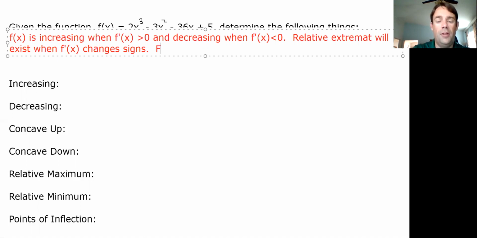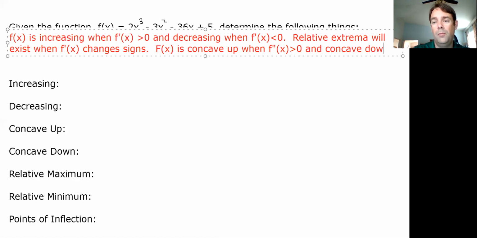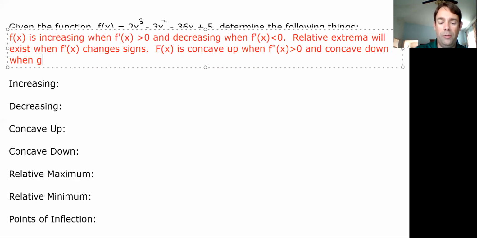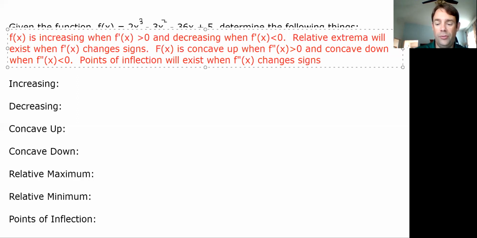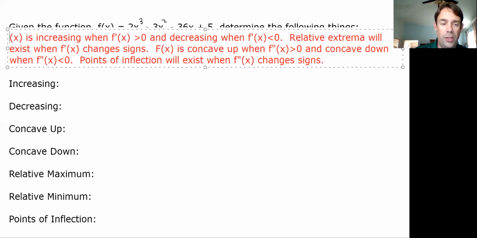All right. F of x is concave up when the second derivative is greater than 0, and concave down when the second derivative is less than 0. Points of inflection will exist when the second derivative changes sign. So we literally go through here and we set the whole problem up.